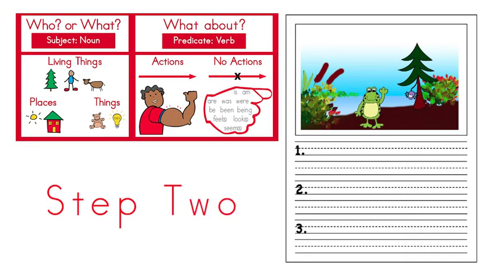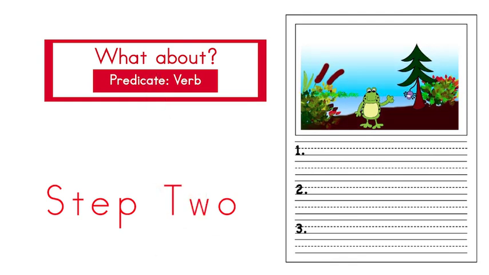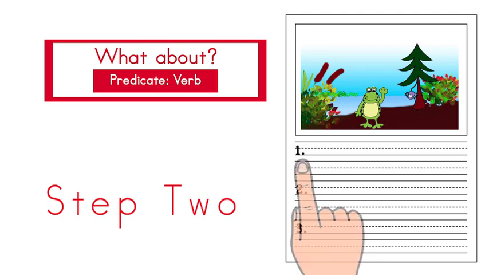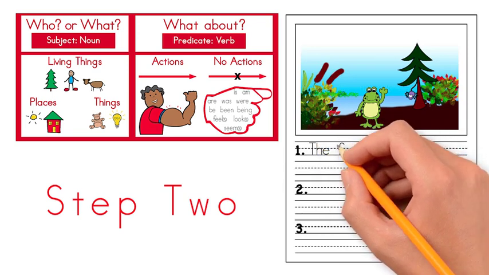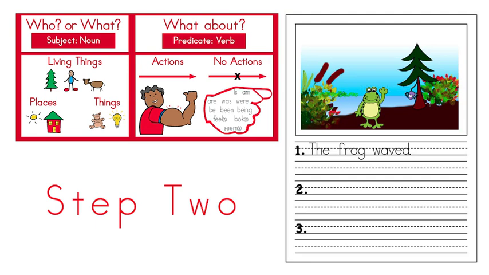Step 2, go to the action verb. Ask, what about the frog? What did the frog do? The frog waved. That's what the frog did. The frog waved. Great job. Go to number 1 on your worksheet and write the sentence. The frog waved. That was fun. We wrote a complete sentence with an action verb.